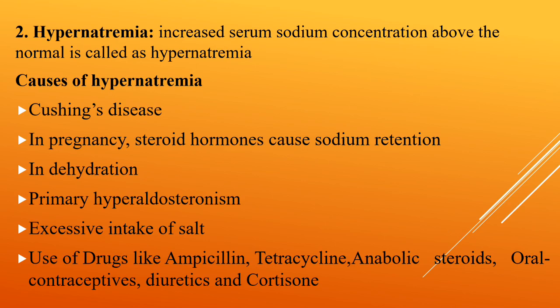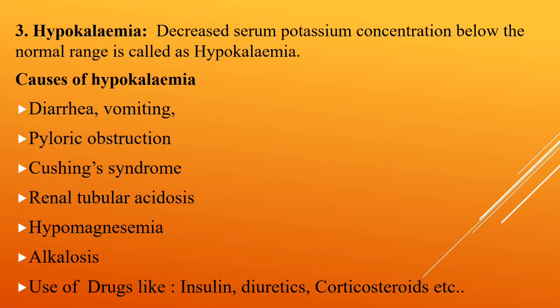Now hypernatremia. Hypernatremia means increased sodium concentration above the normal. Causes for hypernatremia are Cushing syndrome, which is the opposite of Addison disease, and in pregnancy, steroid hormones cause sodium retention. Also in dehydration, where fluid volume is decreased, primary hyperaldosteronism, excessive intake of salt, and use of drugs like ampicillin, tetracycline, anabolic steroids, oral contraceptives, diuretics, and cortisone therapy.